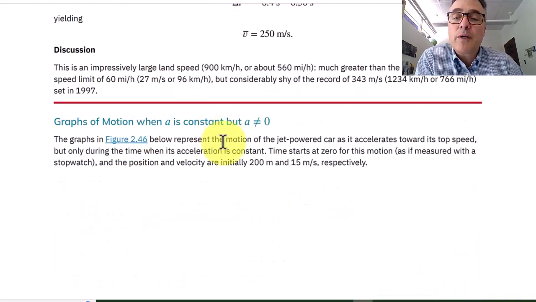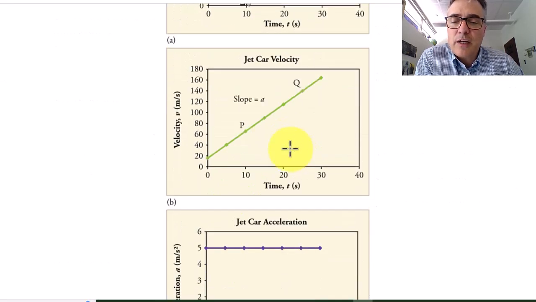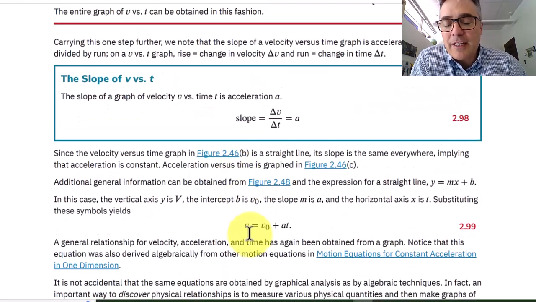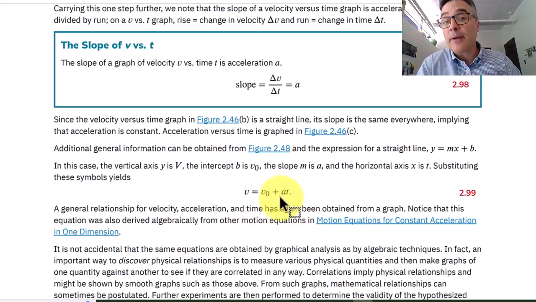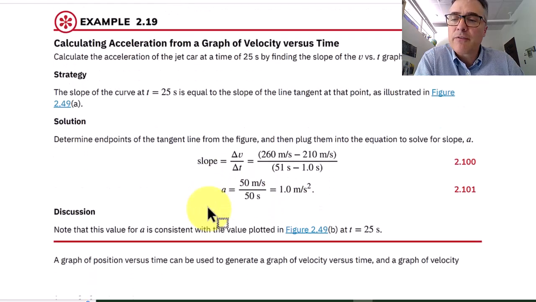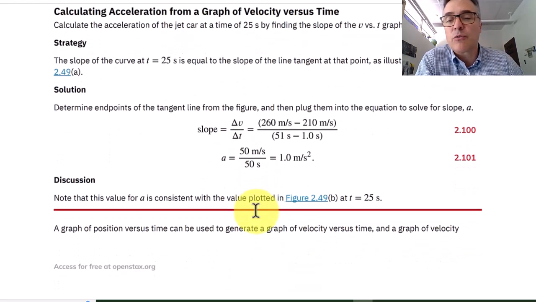And then there are graphs of motion when a is constant, but a does not equal 0. These are these curved lines. You can make a plot of v versus time, and here is that equation. It's another one of our equations of constant acceleration: v equals v sub 0 plus a times t. So in this case, you've got v on the vertical axis and t on the x-axis, and a, the acceleration, is the slope, and the initial speed is your y-intercept. If you had a graph of velocity versus time, you could get the acceleration just by dividing delta v by delta t, so rise over run.